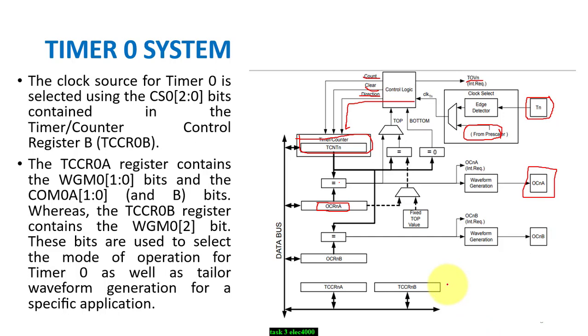We have two control and status registers, which are these two registers. It's quite simple, but also not that straightforward, okay? Because there are a lot of modes of operation. Now, the clock source for timer 0 is selected using the clock select bits from 0 to 2.